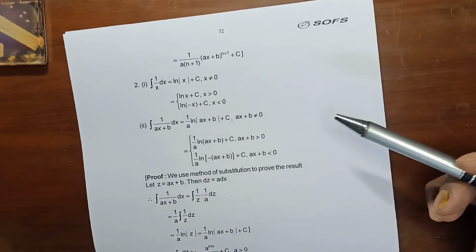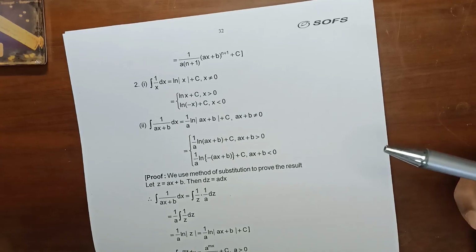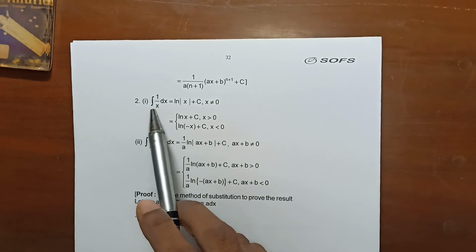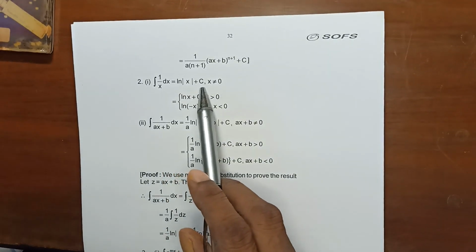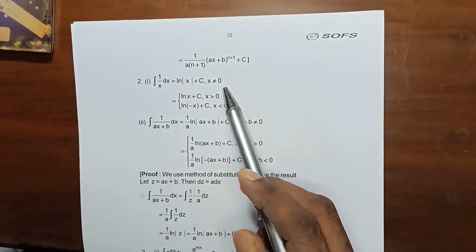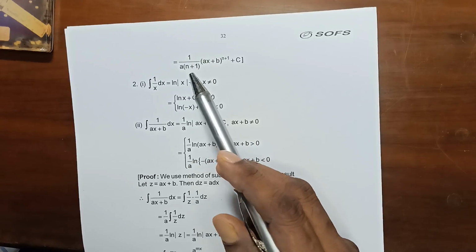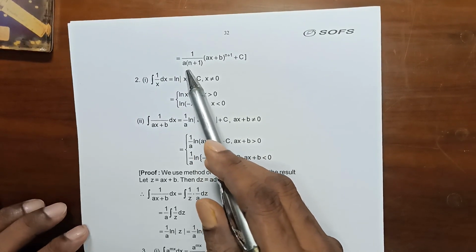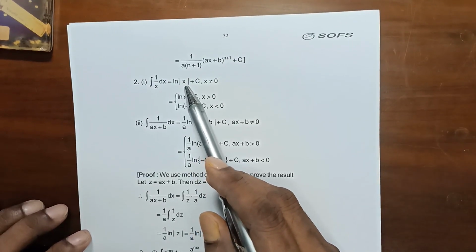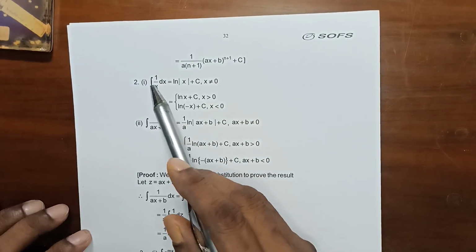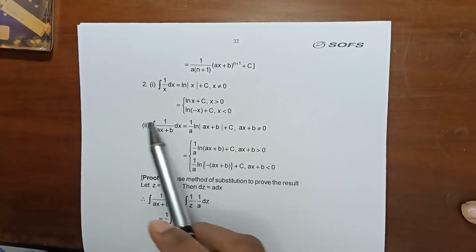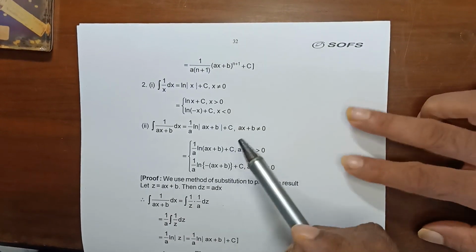In physics, usually x is a positive quantity, so there is no need to put any mod sign. In mathematics, we need the mod sign. So 1/x dx equals ln of mod x plus c, x must not equal 0. So by the inverse of differentiation concept, if you differentiate ln mod x plus c, obviously you must have 1/x. That is called the inverse of differentiation. In this concept, we can define the result.